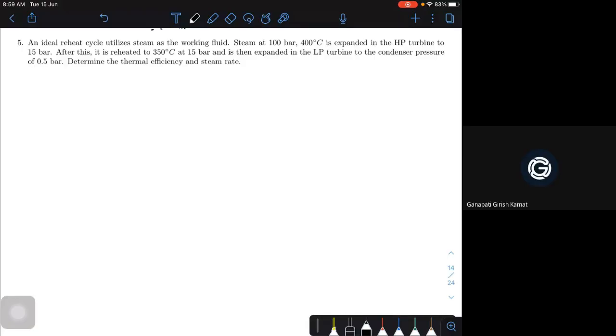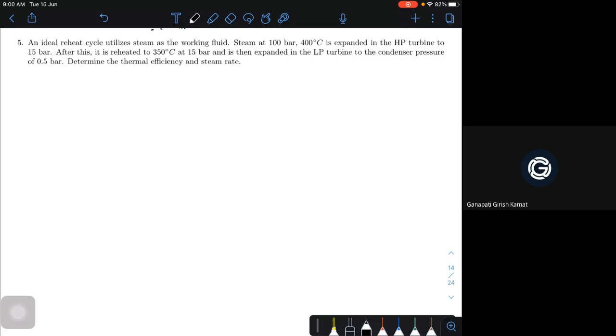Okay, fine. So we are looking at some of the numericals from the last class. We'll try to continue the same. Today we'll try to solve one numerical on reheat and one numerical on regeneration. I think that should be sufficient to give you enough information. Now let's look at the numerical on the reheat cycle.